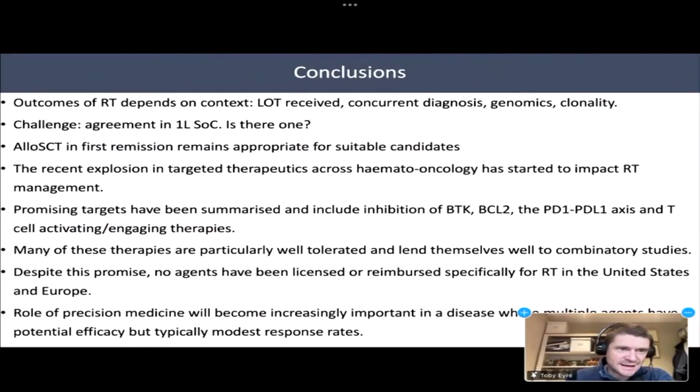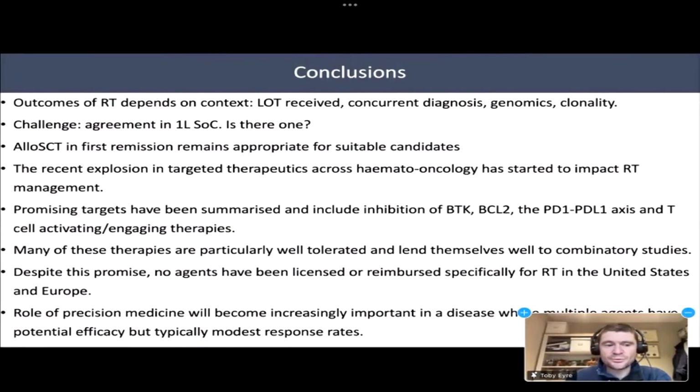I think you should consider allotransplant in first remission for suitable patients. And we've seen lots of development across hemato-oncology, and that's starting to impact the management of Richter's. Many of these agents are well tolerated. They lend themselves to combination studies. But of course, none of these studies have been pivotal studies designed at licensing and reimbursement. And sadly, we don't have any sort of active therapies outside of our standard of care treatments that are readily accessible. And hopefully that will change in the future.